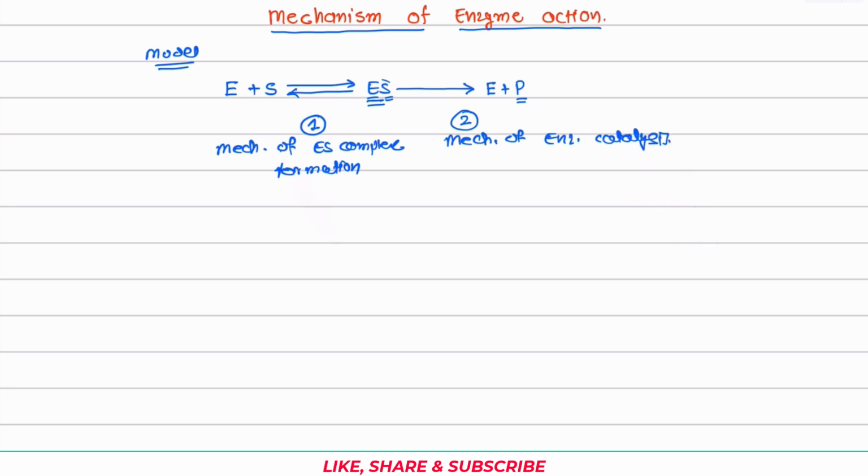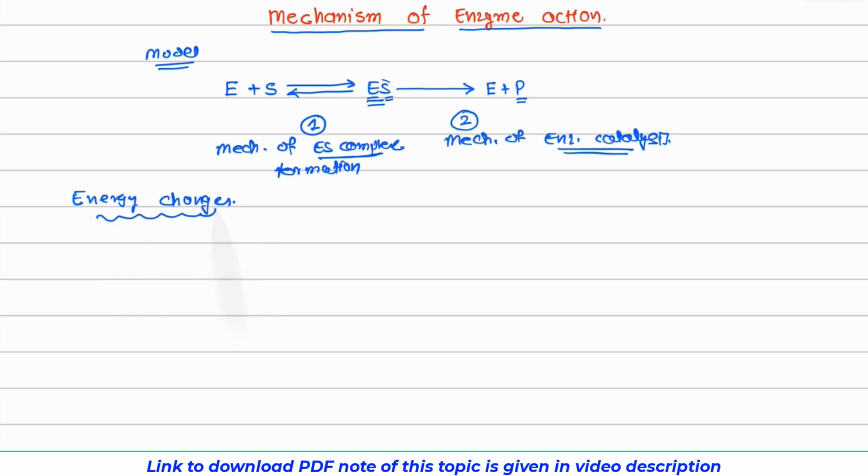Now before we discuss both of these mechanisms, enzyme-substrate complex formation and enzyme catalysis, let's consider the energy changes in any chemical reaction. To understand these energy changes, let's consider one hypothetical example. In this hypothetical example, there is one diatomic molecule, here it is A bonded with B. This diatomic molecule AB reacts with the monoatomic molecule C.